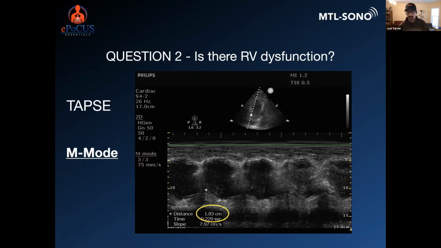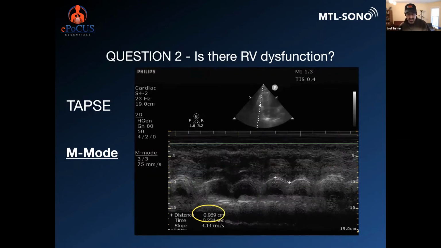Clearly, this is a normal RV function. Compared to the second video that I just showed, where I looked at the TAPSE, and this was less than 1 centimeter. So this TAPSE might be moving quickly, but it is not moving very much in terms of distance. And from this you can conclude there is some RV dysfunction.